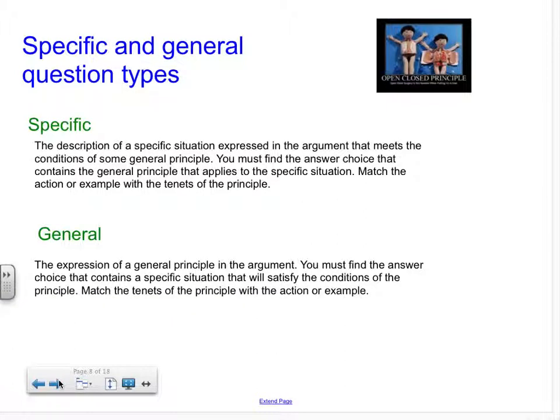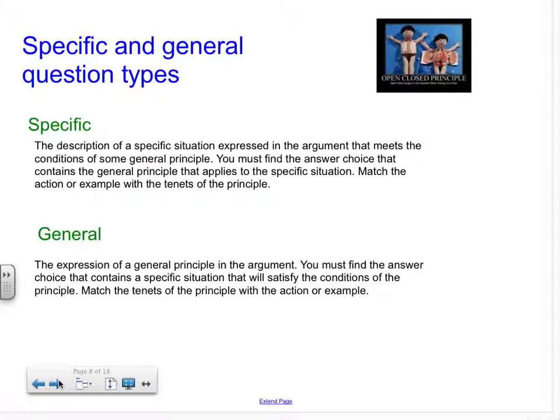As stated before, there are two question types when answering apply the principle questions. The first one is specific. The description of a specific situation expressed in the argument that meets the conditions of some general principle. You must find the answer choice that contains a general principle that applies to the specific situation. Match the action or example with the tenets of the principle.